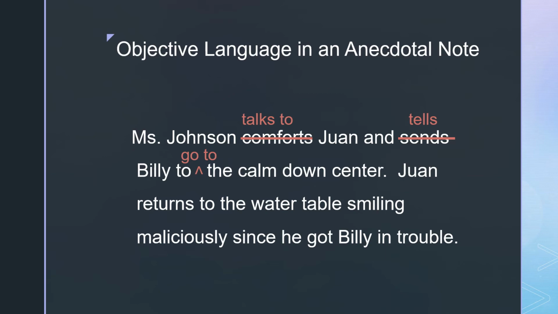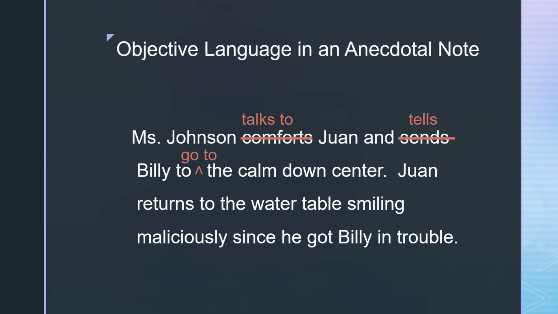Juan returns to the water table smiling maliciously since he got Billy in trouble. I hope it's very clear at this point that maliciously needs to go, and since he got Billy in trouble, also needs to go. We cannot know what Juan is feeling. We cannot know what Juan is thinking unless he says so, and if he says so, then it should be written as Juan says.